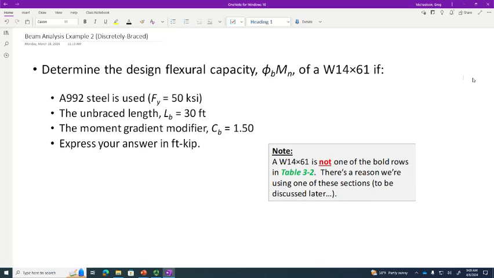So what I want everybody to do is open up the ZX charts and let's see if we can find the W14 by 61. And for that W14 by 61, let's see if we can determine LP and LR.